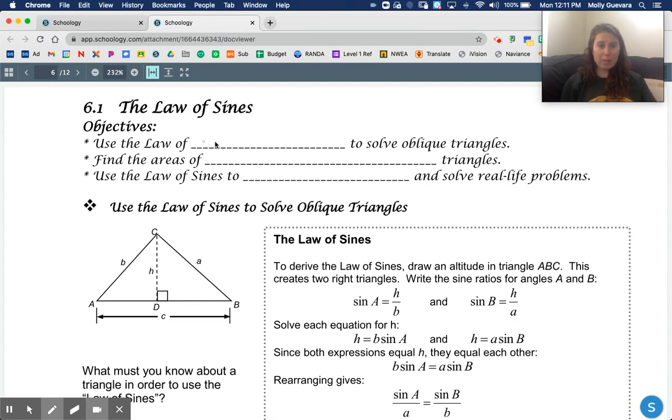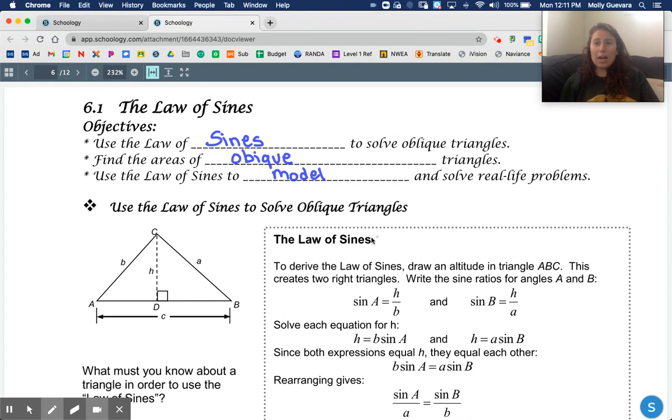So we have three objectives. The first objective is to use the law of sines to solve oblique triangles. Then we're going to find the areas of oblique triangles. And then we're going to use the law of sines to model and solve real life problems.